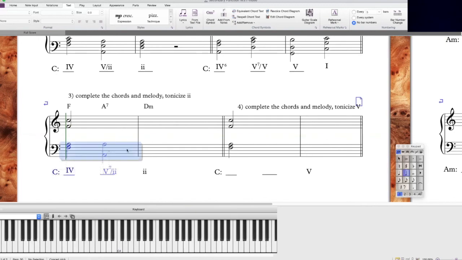Before I fill in any notes, I can also add in my Roman numerals here, because I know the function of the chord, right? I know that I'm going to have a 5/7 chord that resolves to 2, right? So I got to think, okay, 2, D minor, what's dominant of that? 5/7 of 2. That's how I get my A7. So let me show you what I did here.